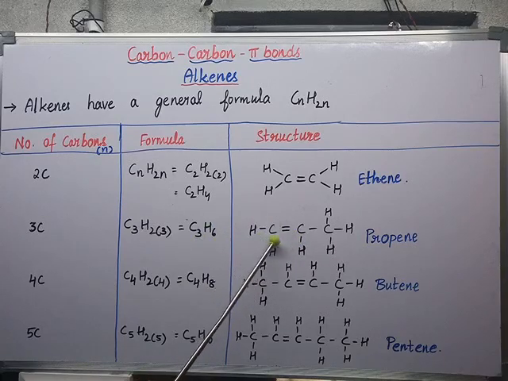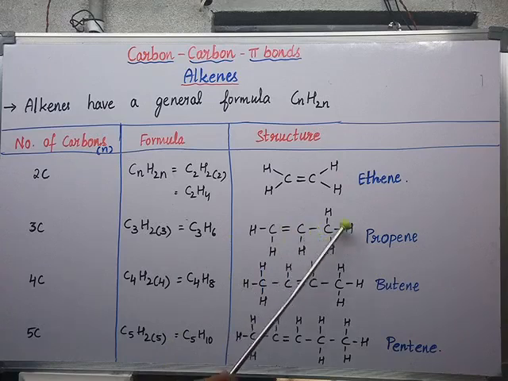Firstly I'm writing two hydrogens to the first carbon. After that you check there must be four bonds around carbon. Next, you see I kept one hydrogen here. So here two bonds, here one bond. So around this carbon you can observe there are four bonds. This is the structure of propene. You can observe it is a compound with the formula C3H6.